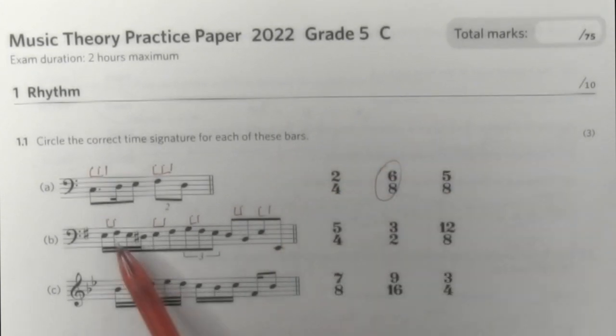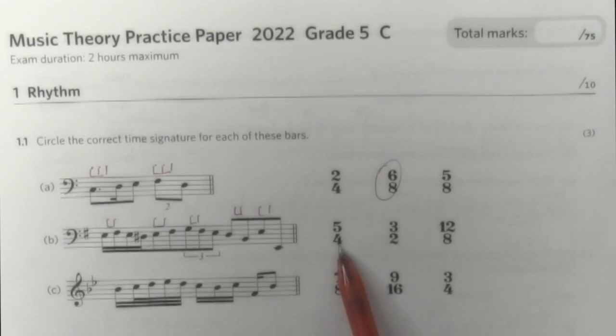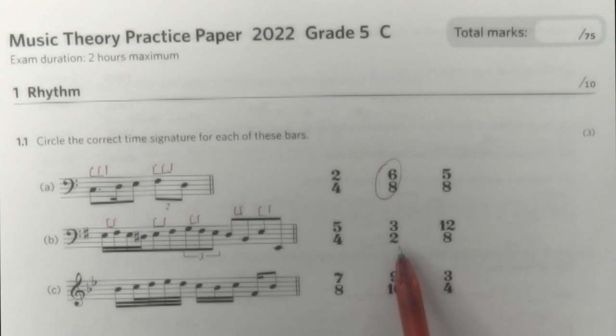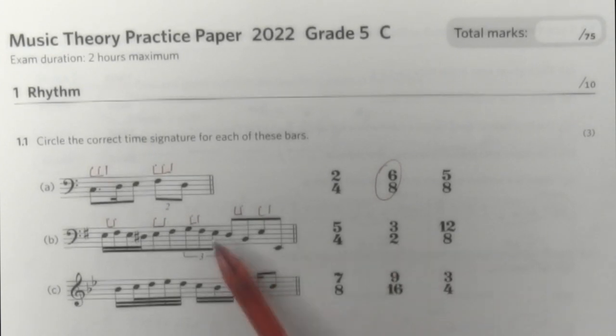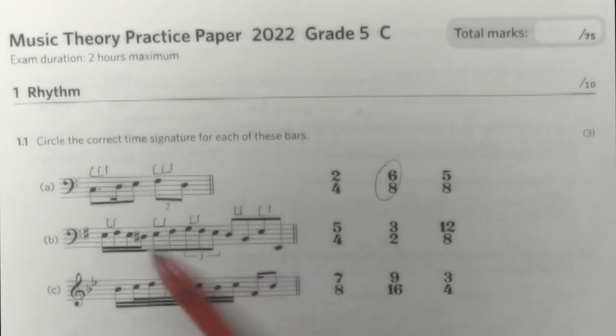Okay, we have 2, 4, 6, 8, 10. 10 quavers equals 5 crotchets, and this is the answer. It can't be 3 minims because we're missing 2 more quavers for that. This is why I said we can't count in minims, because this is actually too long.